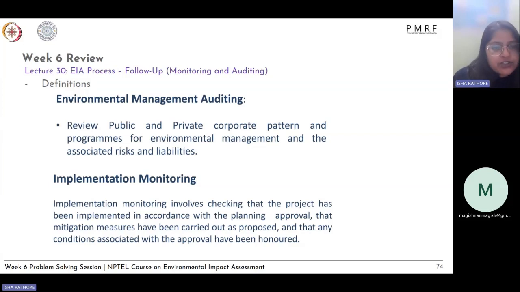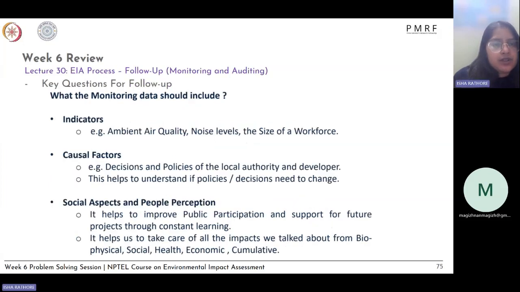Then implementation monitoring involves checking of the project such that whatever has been implemented is in accordance with the planning approval, that the mitigation measures have been carried out as proposed, and that any conditions associated with the approval have been honored. So, key questions for follow-up.